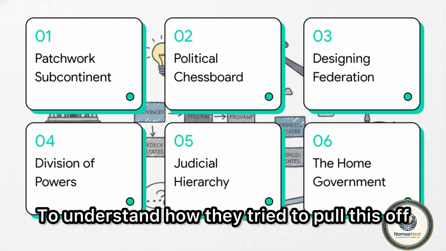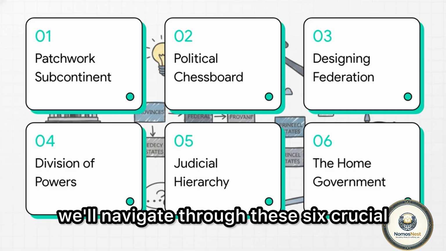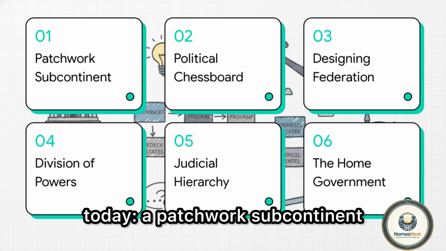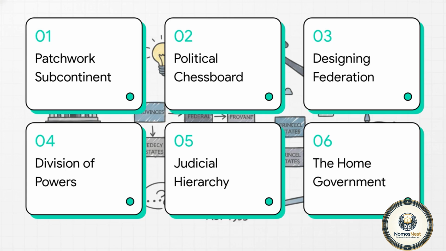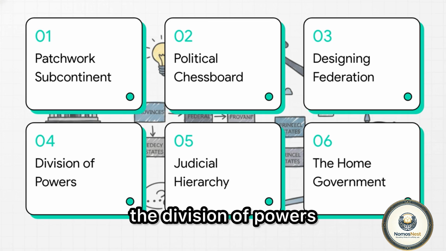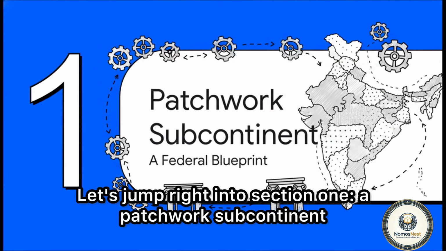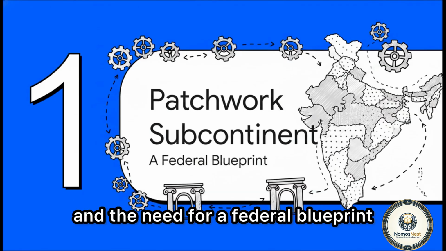To understand how they tried to pull this off, we'll navigate through these 6 crucial sections of their proposed federal framework today: a patchwork subcontinent, the political chessboard, designing the federation, the division of powers, the judicial hierarchy, and finally, the home government. Let's jump right into Section 1, a patchwork subcontinent and the need for a federal blueprint.